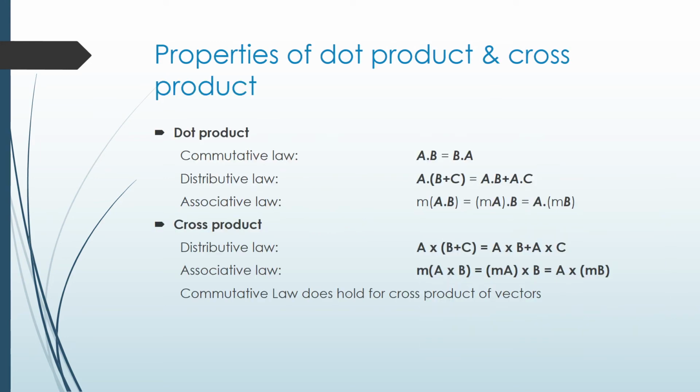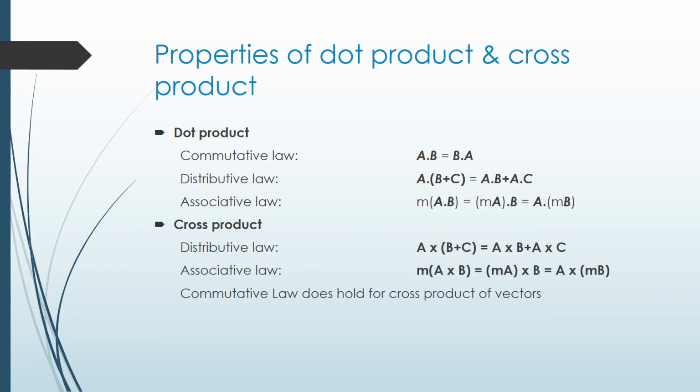Now, there are some properties of cross product and dot product. For the dot product, it obeys the commutative law, which means A dot B is equal to B dot A. That means if you interchange the position of these two vectors, the final product will always be the same. It also follows the distributive law, which means A dot (B plus C) is equal to A dot B plus A dot C.